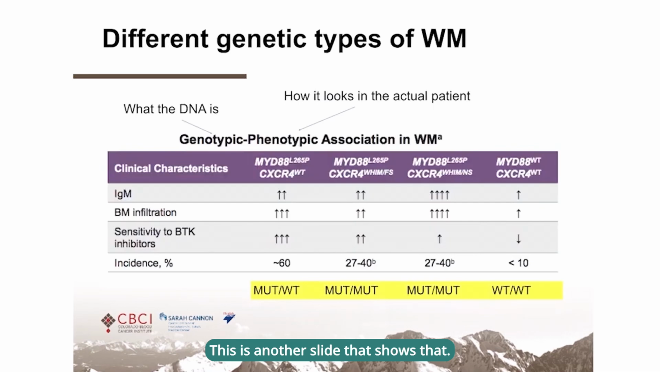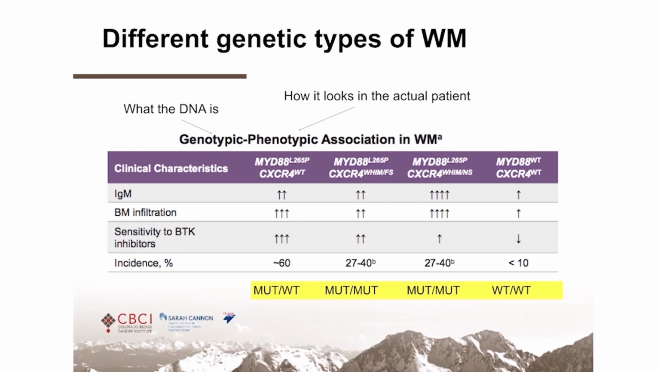This is another slide that shows that. So in our world, we talk about what are called genotypic and phenotypic associations in WM. Genotypic is what the DNA shows inside the cell. Phenotypic is what the patient looks like in real life. And so we can take a patient here who has MYD88 mutation, but no CXCR4 mutation, and that's the majority of patients, 60%. And what we know is that their IgM levels are moderately high, they have a fair amount of marrow involvement, and they respond really well to a type of treatment called BTK inhibition.